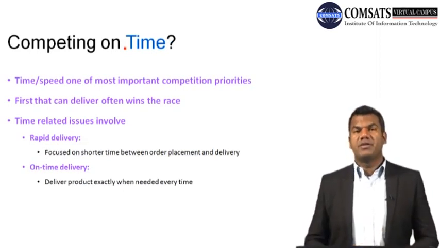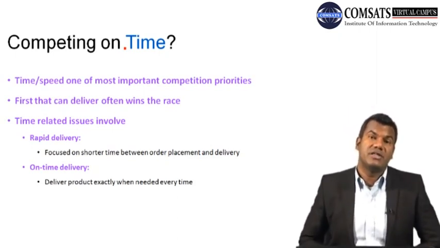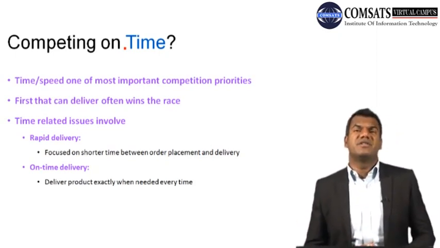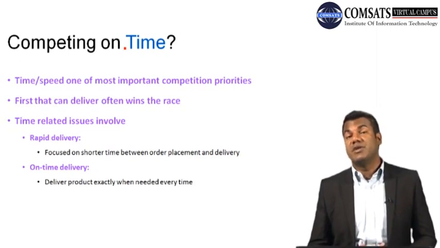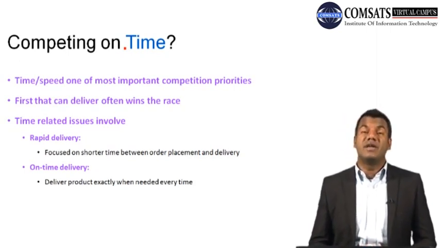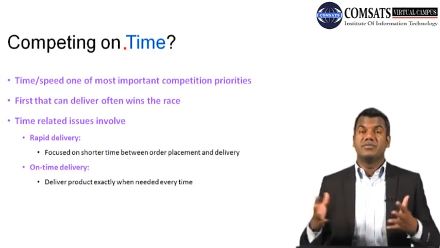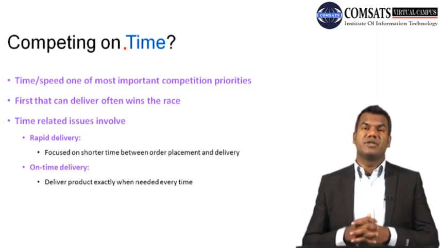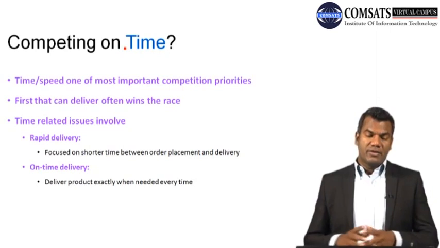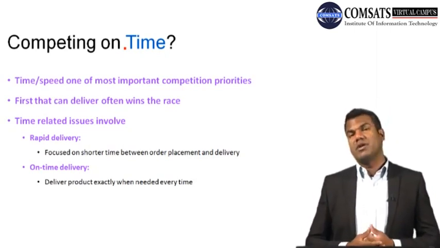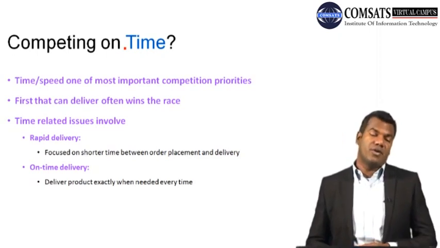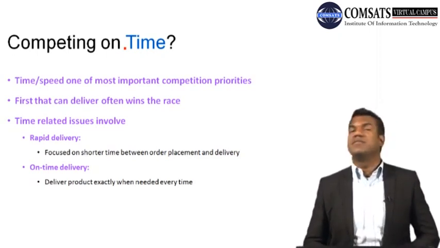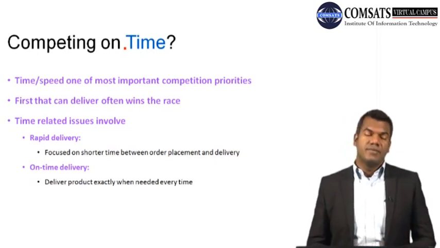Time and speed is one of the important parts in your competition. You might have heard about Domino's. Domino's says, I'll deliver you the pizza in, I think, 30 minutes. And if it is 31 minutes, I'll give you the pizza for free. Just imagine the confidence that they have that their riders can take on the time part in an easy way. So time and speed is one of the most important competition priorities, because if your product's timing is not right, then there is no use launching the product.